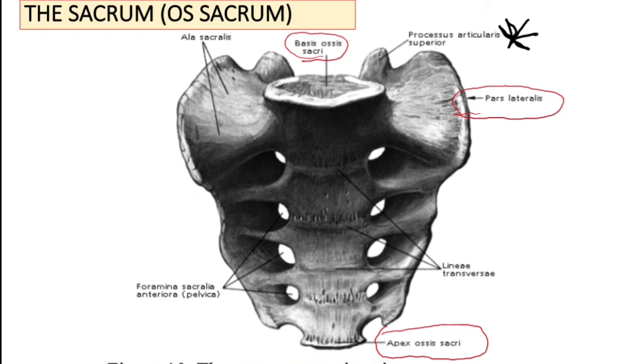Let's continue. Here you can see these foramina, foramina sacralia anterior, pelvica or pelvina, it just depends on the text. And you can see where the bodies fuse, they form prominent lines called the transverse lines, linea transversae.